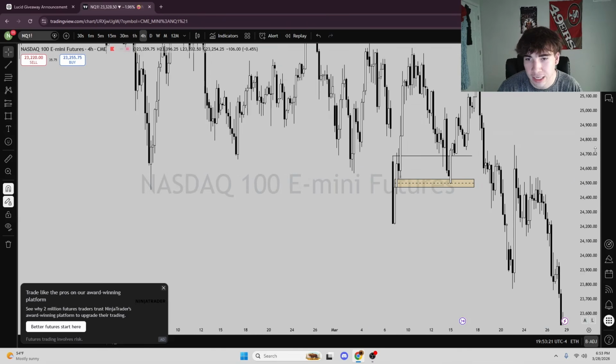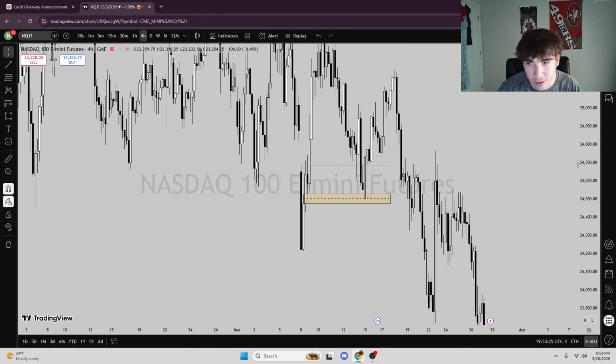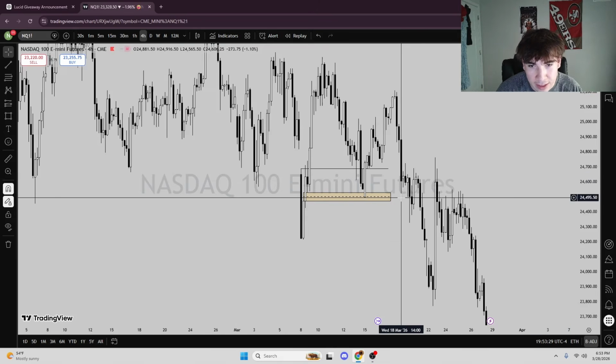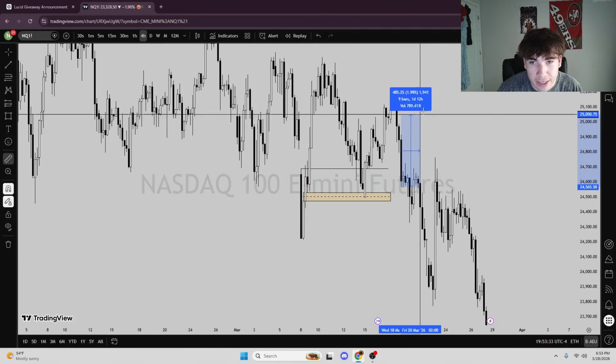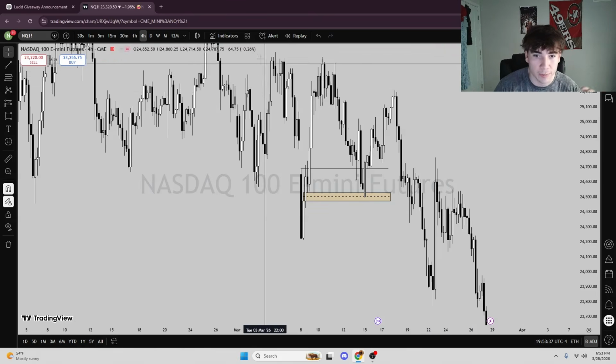I mean, this is just an example of how useful these PD arrays are. Just in these first two PD arrays, a fair value gap and a CSD, look how price reacts. Hits the perfect CE of the fair value gap and then pumps up 645 points. Like, guys, this stuff works, I promise.